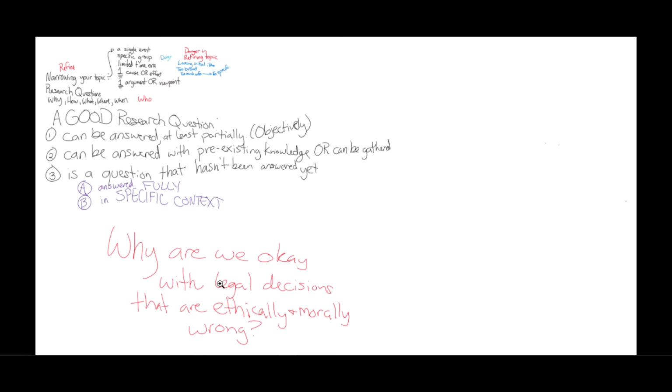So right now we already know that our subject is going to be about pretty much court cases, so legal decisions that are ethically and morally wrong. So right there we have our problem. Is this a question that has been answered? In some senses, yes, but I don't think fully, and I don't think in the specific context. If we wanted to dig deeper, we could pick a certain type of legal decision, and that would change everything. That's how we get to a good research question.